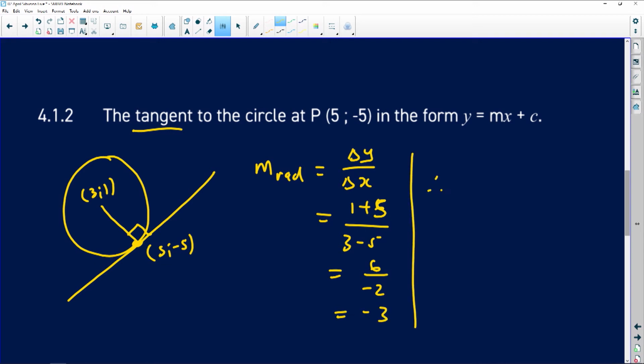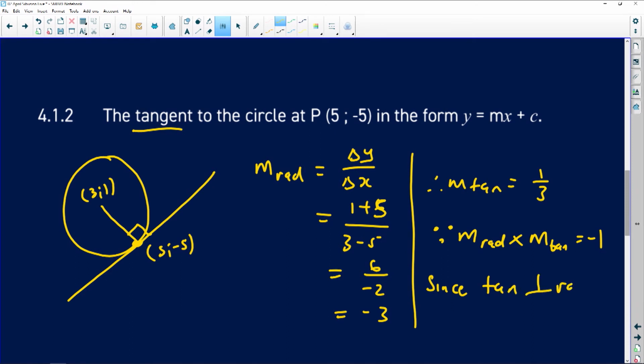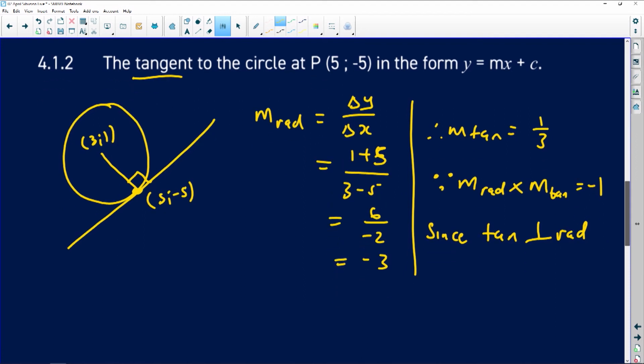That means that the gradient of the tangent is going to be positive 1 over 3 because the gradient of the radius multiplied by the gradient of the tangent must give you negative 1, since the tangent is always perpendicular to a radius, and that comes from our work of geometry. Very beautiful stuff that is going on there. So 1 minus 5 is going to be plus 6. 3 minus 5 is going to be exactly what you're looking at. I hope I'm not making any mistakes because we don't have time.